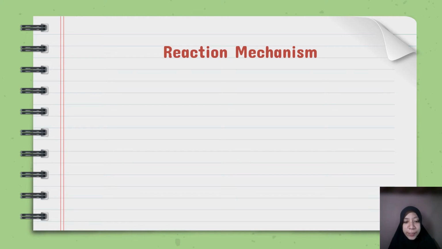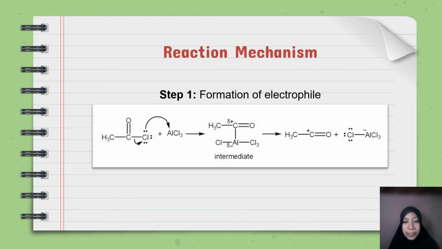Now for the reaction mechanism, step 1, formation of electrophile. The electrophile is CH3CO+. It is formed by the reaction between ethanoyl chloride and aluminum chloride catalyst. As we can see here, heterolytic cleavage occurs between the C and Cl. Since Cl is more electronegative than C, it will attract all the bonded electrons towards itself. Then Cl will be attached to the AlCl3 to give an intermediate that looks like this. This C is now electropositive and Al is electronegative. This intermediate is unstable, so it will form the electrophile and the catalyst complex, which is the AlCl4- ion.